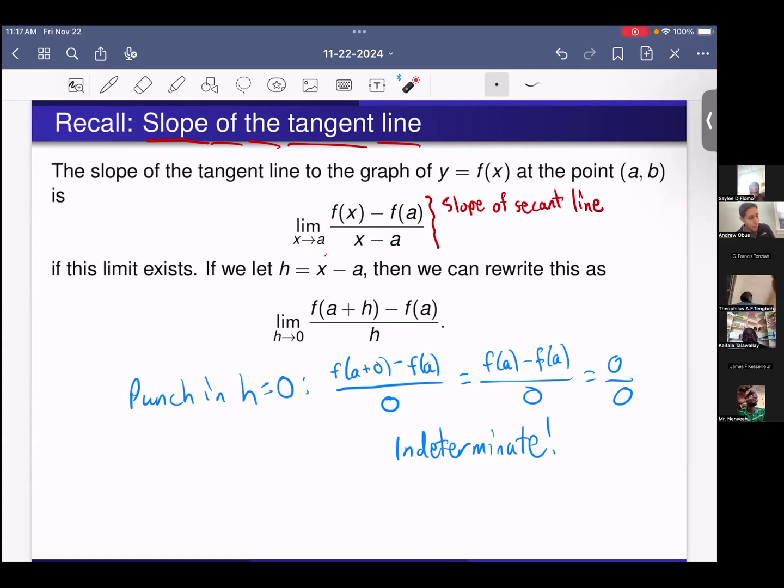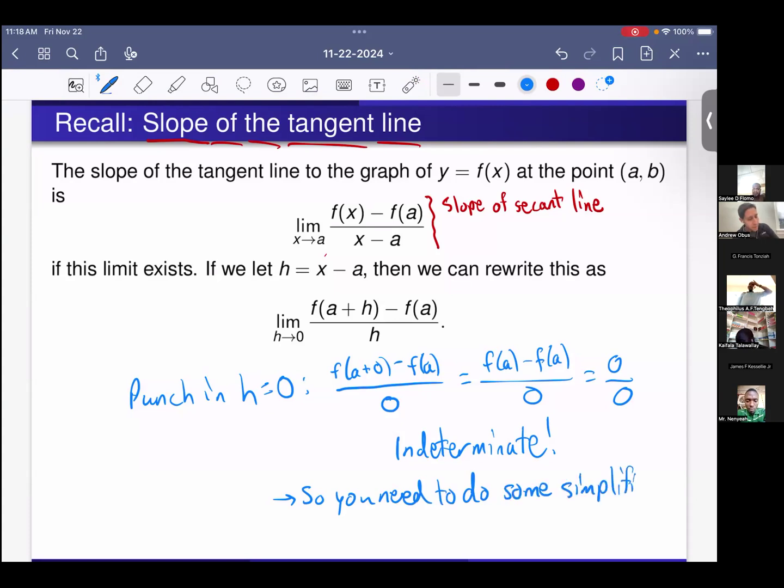We also talked about a similar problem last time, which was this. Maybe before I go to the next slide, I'll just say indeterminate. So you need to do some simplification before evaluating.